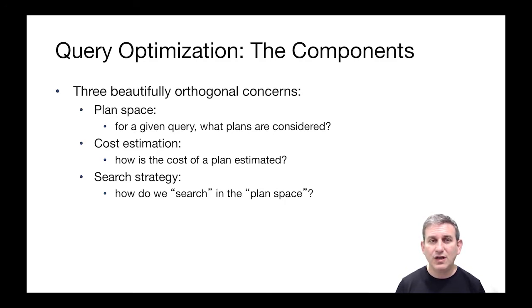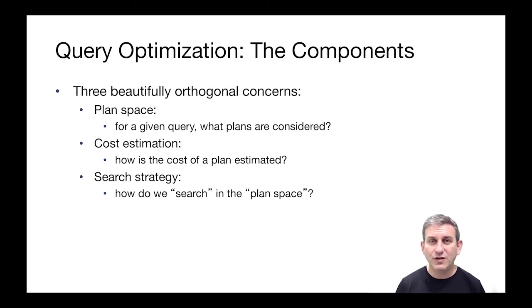The second concern is cost estimation. If we have a particular plan that we're thinking might be a good one for this query, how do we estimate the cost of that plan? How can we figure out how long we think it'll actually take to run? Because, of course, what we're going to want to do is pick the plan that we think is going to be the fastest to run and then run it.